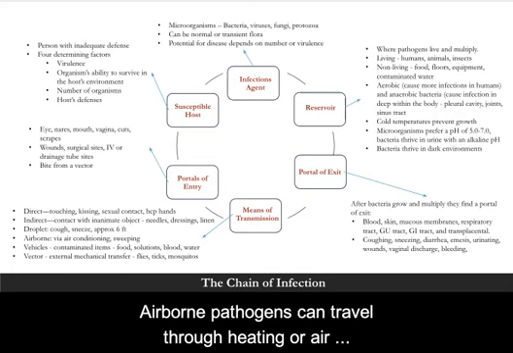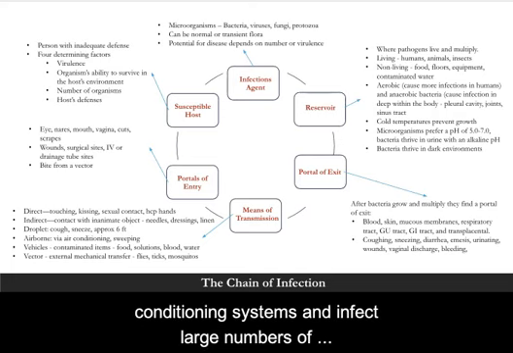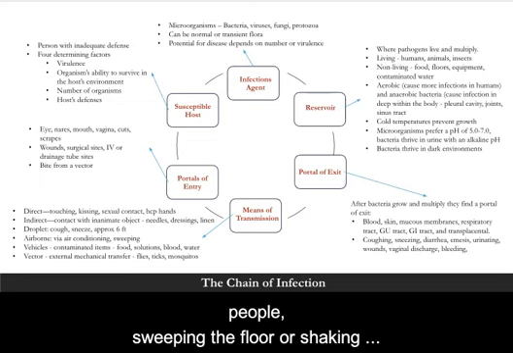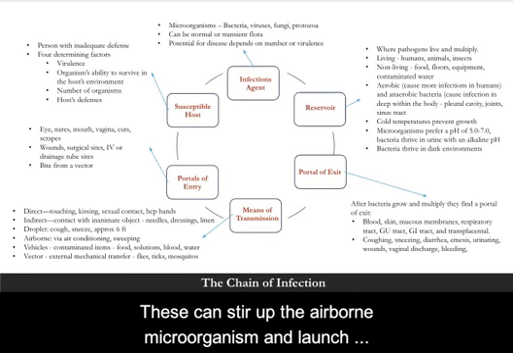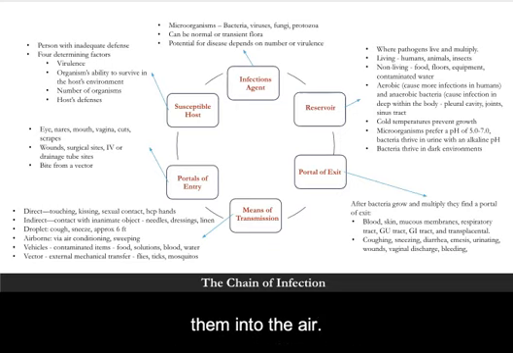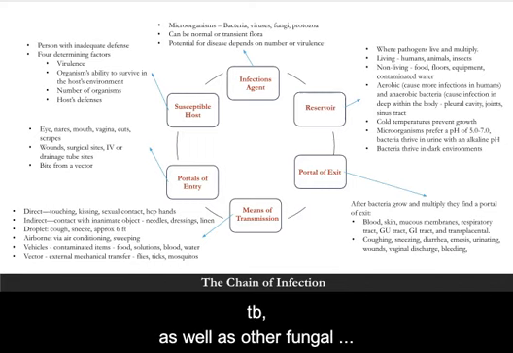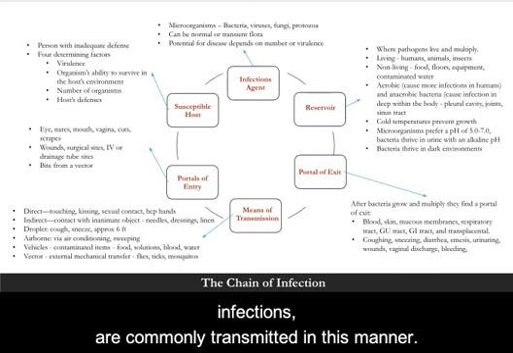Airborne pathogens can travel through heating or air conditioning systems and infect large numbers of people. Sweeping the floor or shaking out contaminated bed linens can stir up the airborne microorganisms and launch them into the air. For example, measles, TB, as well as other fungal infections, are commonly transmitted in this manner.